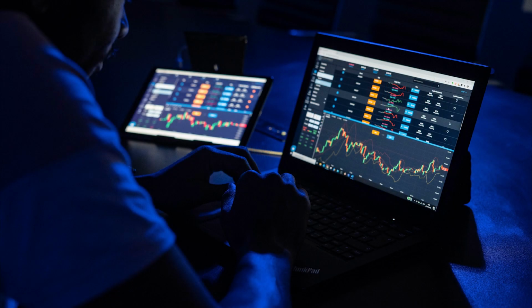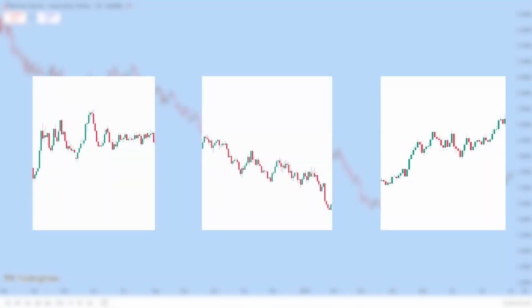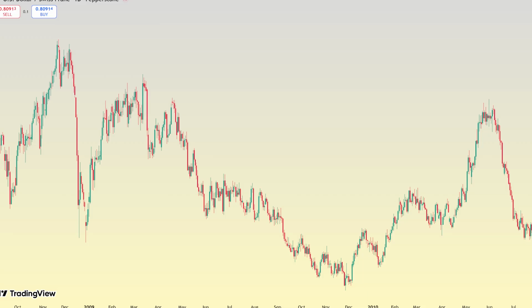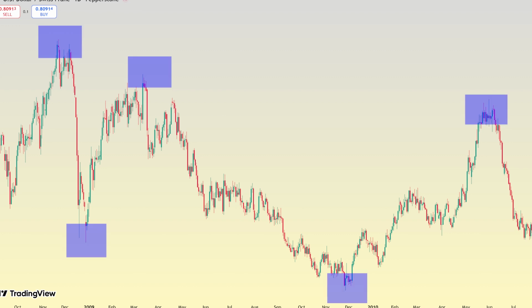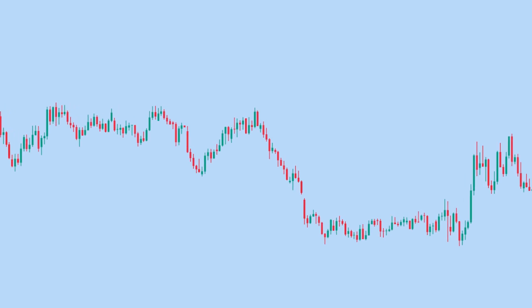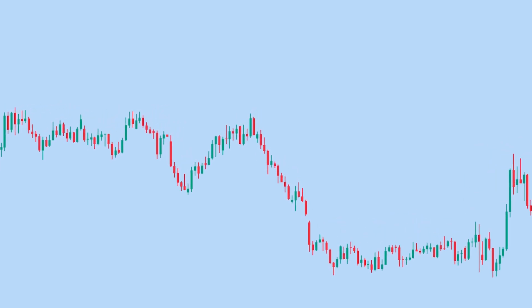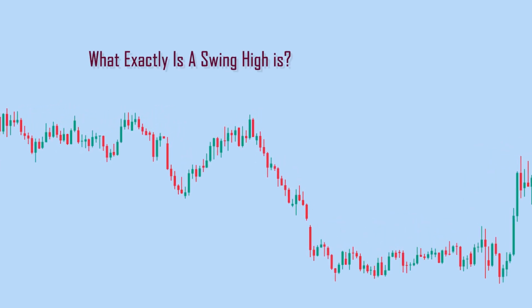Put 10 traders in front of the same chart, and you'll often get 10 different opinions. Some see an uptrend, some see a downtrend, others see a range. The reason is simple. Most traders don't know which highs and lows actually matter. And until you understand that, market structure will always look confusing. So before we talk about structure, let's start with the first piece of the puzzle.